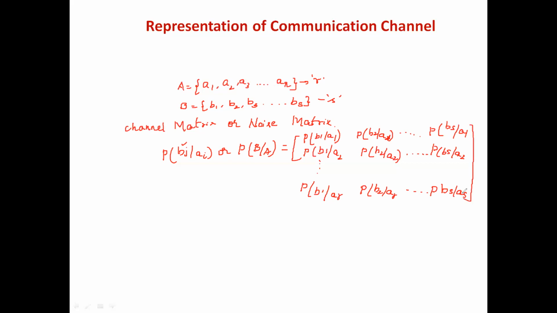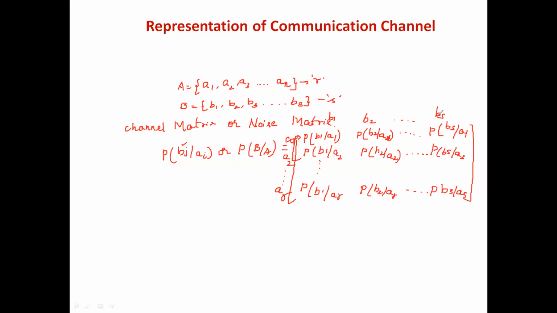That means for the input symbol A1, the row is P(B1 given A1), P(B2 given A1), up to P(BS given A1). That means whenever A1 is transmitted, it gives the probability of getting B1 when A1 is transmitted, the probability of getting B2 when A1 is transmitted, and so on. Similarly, the input symbols go on to A2 up to AR. So rows represent the input symbols, and columns represent the output symbols. This is how we represent the channel matrix.